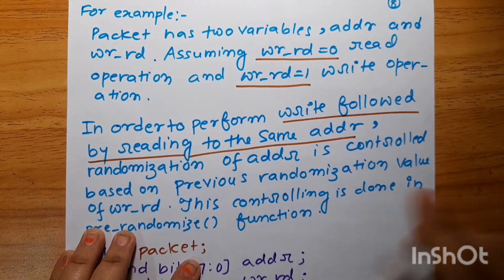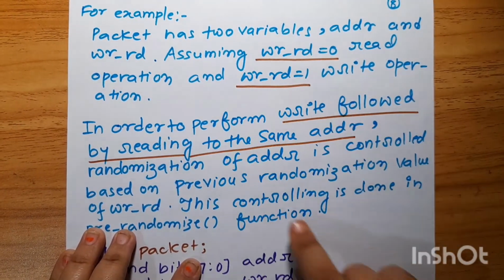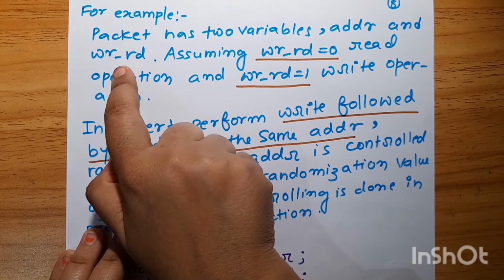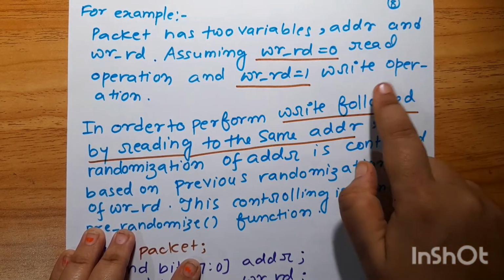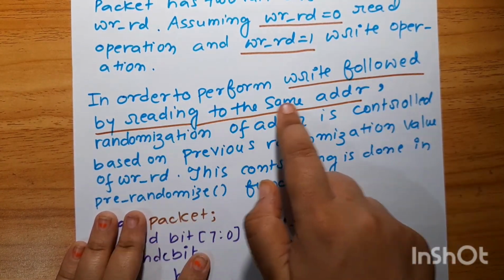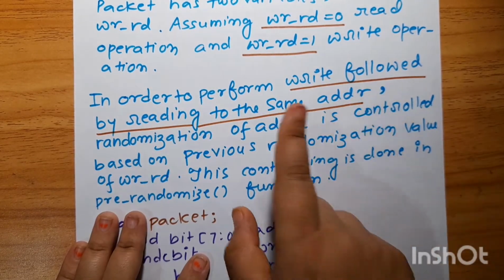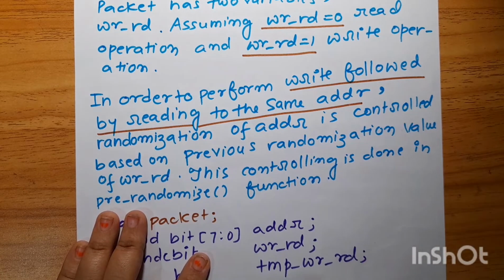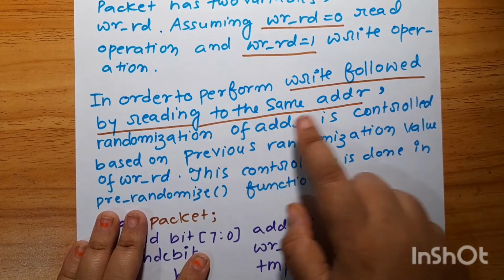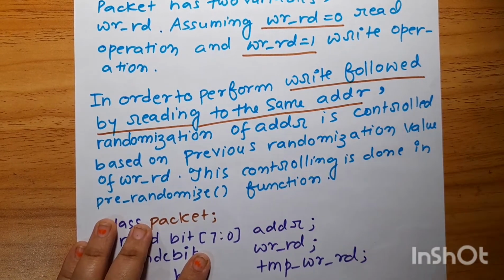For example, suppose we have a packet and this packet has two variables, address and write_read. Assume that when write_read is 0, it is a read operation. When this value is 1, that means a write operation. Now, the condition is to perform a write followed by a read to the same address. I will write to a particular address and I want to read back from the same address. So, in order to perform the write followed by reading the same address, randomization of the address is controlled based on the previous randomization value of write_read.